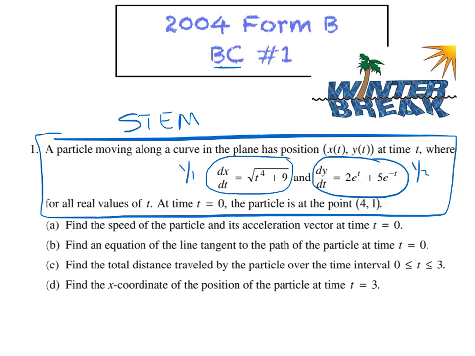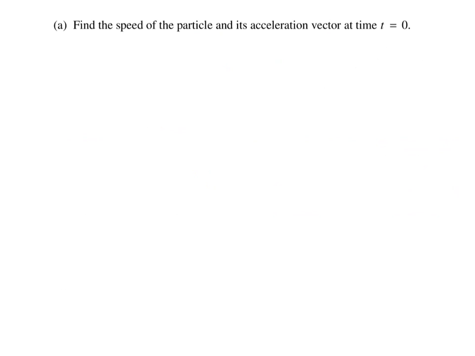This is one of the more straightforward parametrics I've ever seen. There really is no hidden punches on this one, so let's see if we can cruise through it and get our 9 points. The first thing I want to go over here with part A is that the word speed can be worded slightly different.